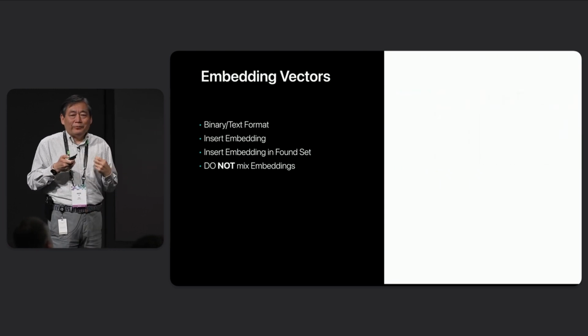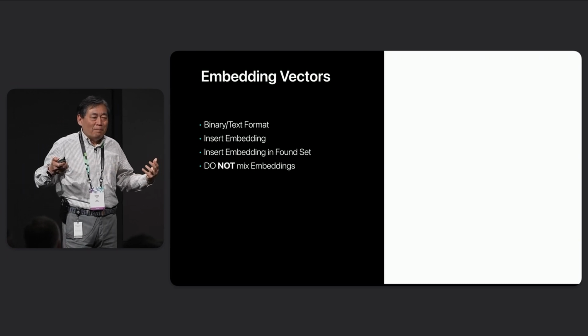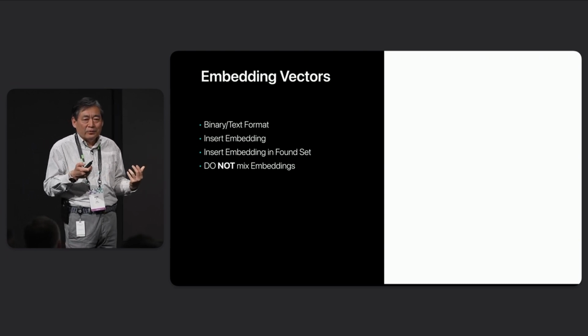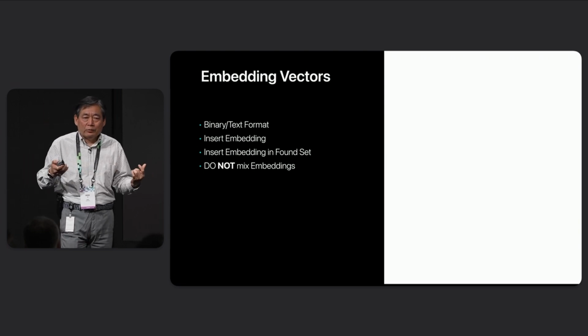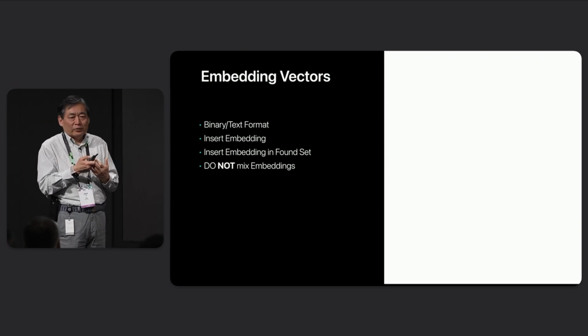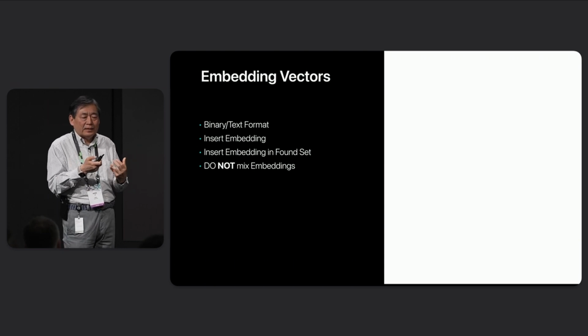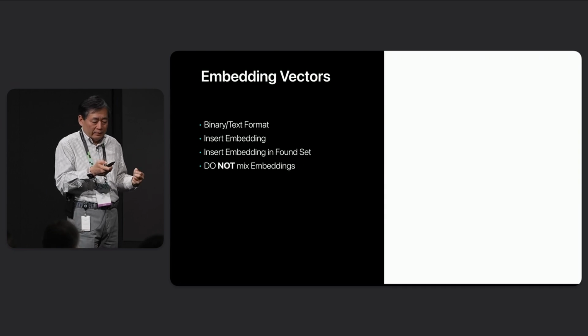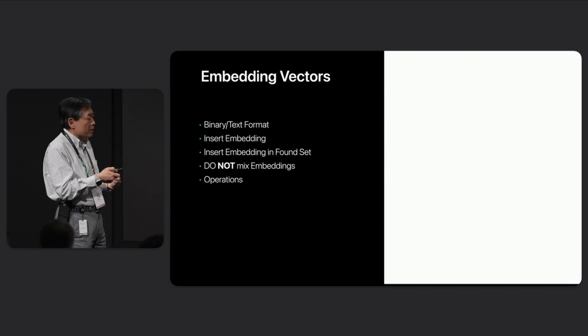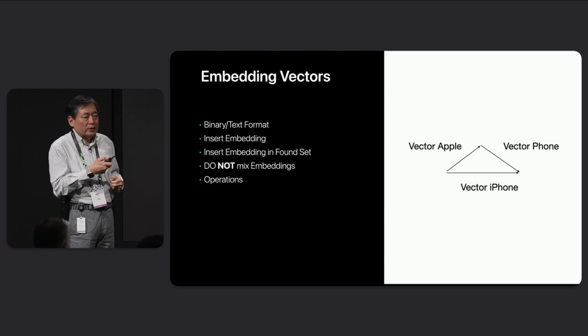So the one thing to remind you is that please don't mix embedding vectors from different models. For embedding vectors with different sizes, we will return an error to you. But for the same size, if you get them from different models, we cannot detect it, and the results will be unpredictable. And we add a couple of operations for you.